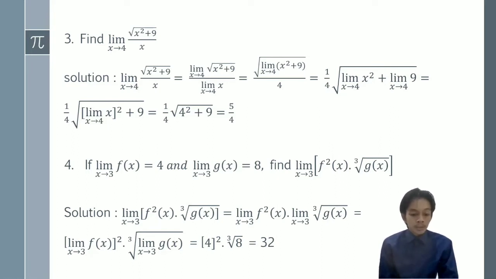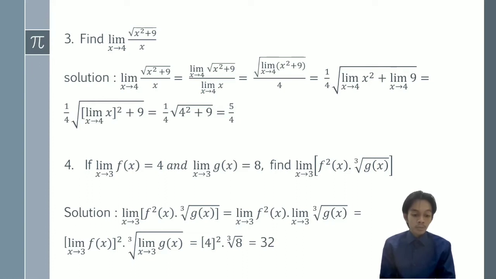The problem is: if the limit of f(x) as x approaches 3 is equal to 4 and the limit of g(x) as x approaches 3 is equal to 8, find the limit of f squared of x times the cube root of g(x) as x approaches 3. The solution is, first we can use theorem number 6 to get the limit of f squared of x as x approaches 3 times the limit of the cube root of g(x) as x approaches 3.